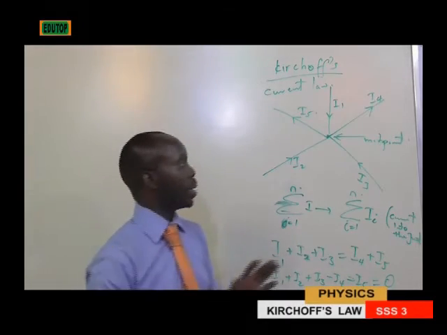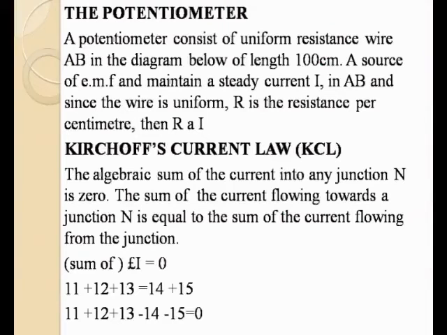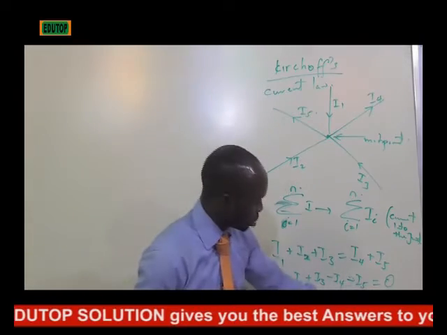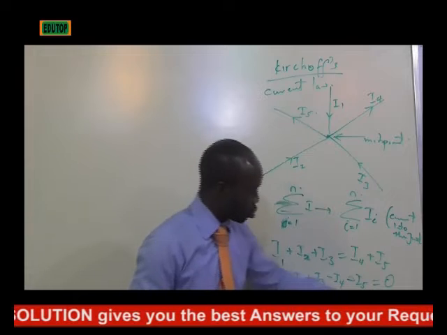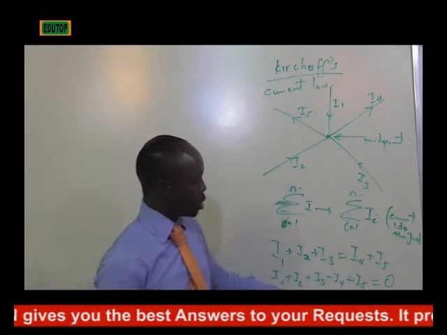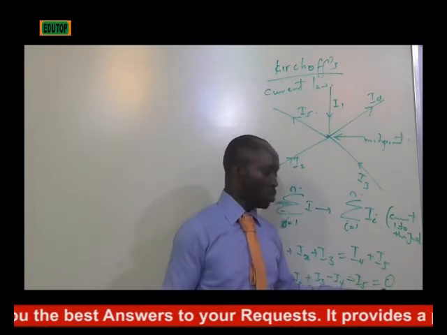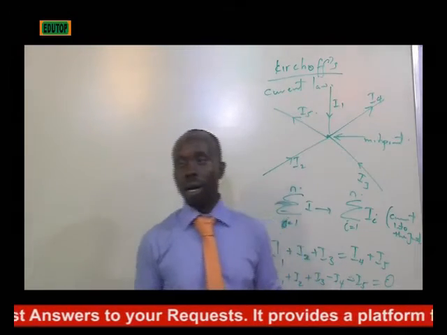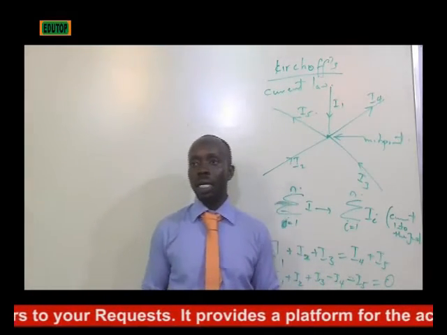I want to define it again. What is Kirchhoff's current law? It's defined that the algebraic sum of the current, or the total current flowing into a particular junction, must be 0. That's the law. So you must construct such an expression to make sure that the algebraic sum is 0. So that is as regards Kirchhoff's current law.